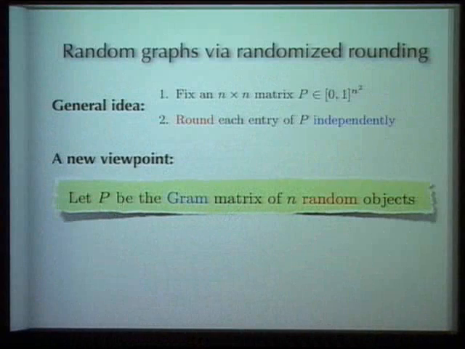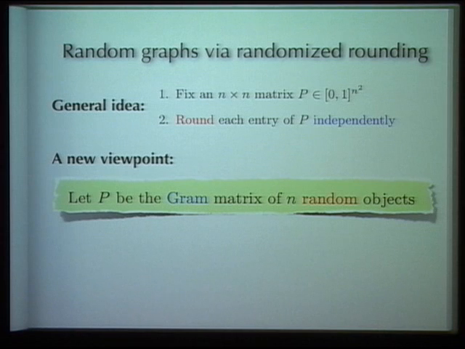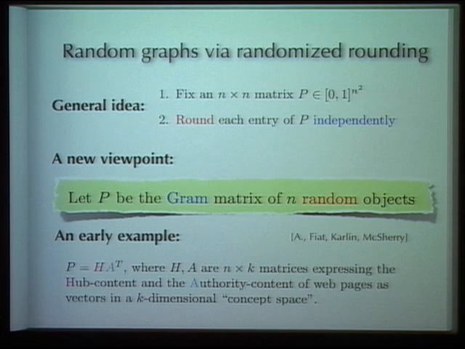But the part that I really like is this idea of thinking of P as the Gram matrix of n random objects. So this matrix P is going to be random itself. We first create a random matrix of probabilities, and then we randomly round this matrix. Some early work on this was done by thinking of P as the product of 2 n by k matrices, one that captures, in some sense, the hubness of each page on the web, and a different one that captures its authoritativeness. Then you take the inner product of these two, and it gives you how likely it is to get a link from A to B.